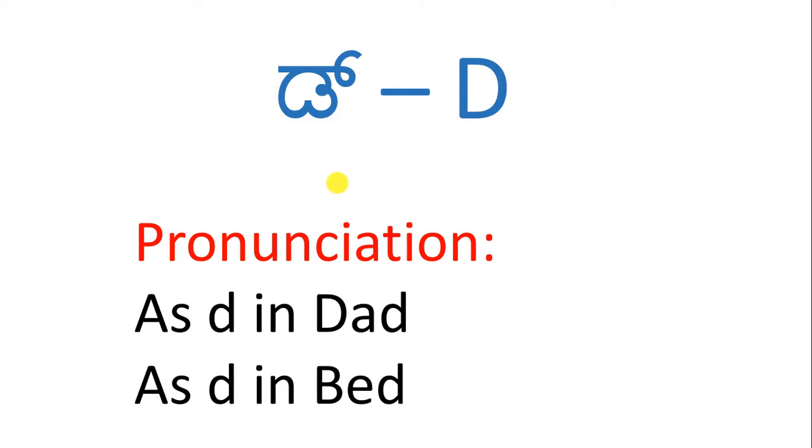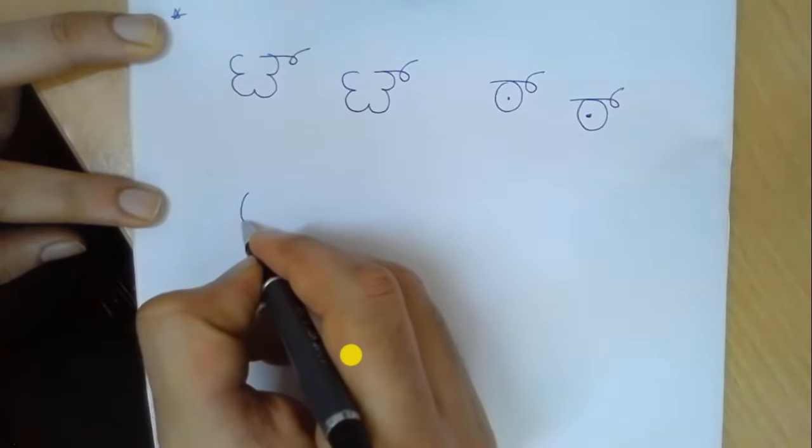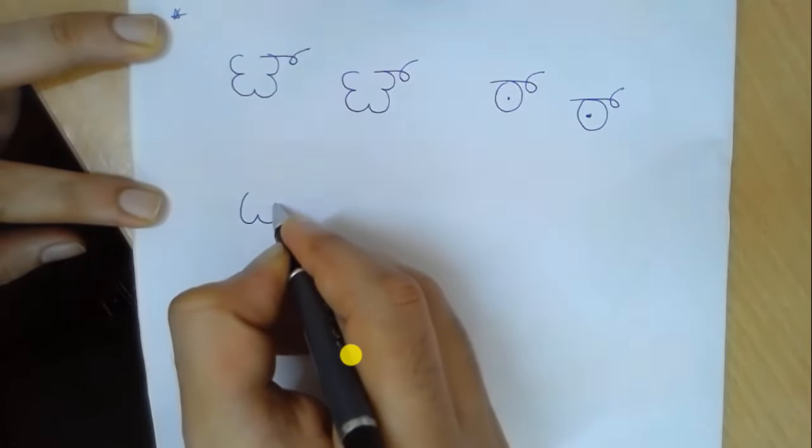It is pronounced as small d in dad, or as small d in bed. If the first da is not there, then it would sound like d, right? And in bed, if b and e are not there, then it would sound like d. So that is how you pronounce this root consonant. And now let us see how to write it. So this is d.